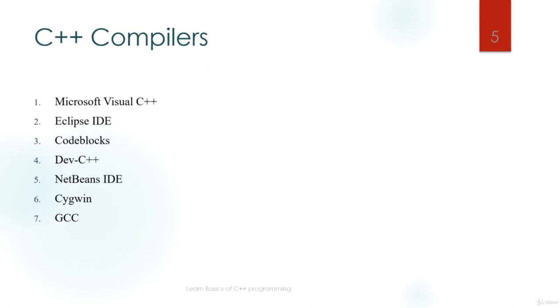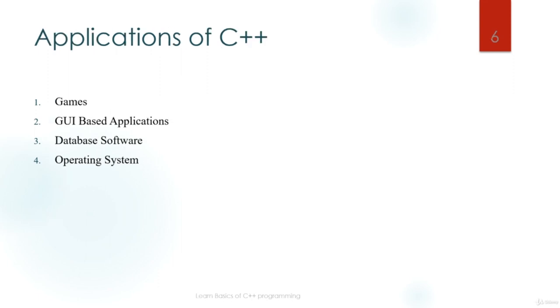Which are the compilers that C++ uses? Here is the list: Microsoft Visual C++, Eclipse, CodeBlocks, Dev C++, NetBeans IDE, Cygwin, GCC. There are also some online compilers available to compile the program. Let us see the applications where the C++ language is being used. It is used in games, to develop GUI based applications, in database software, and in operating systems. There are many more applications.